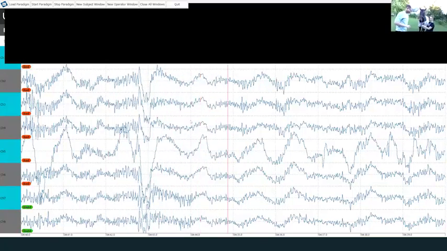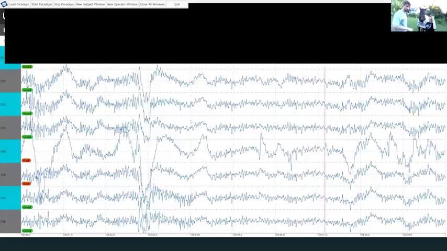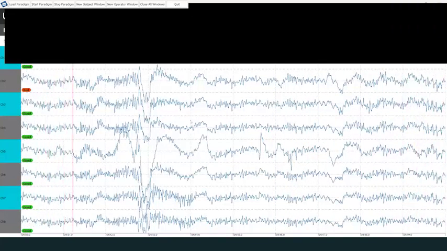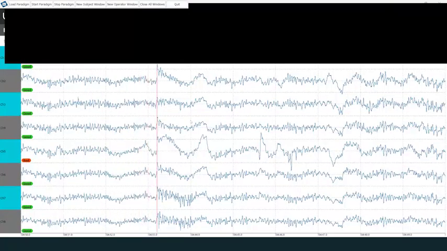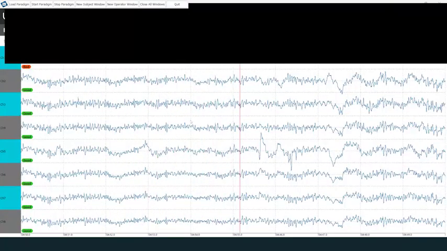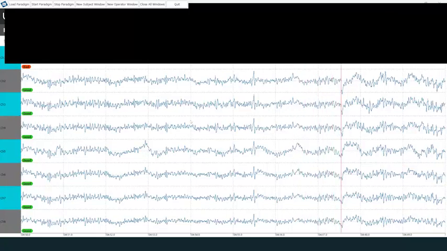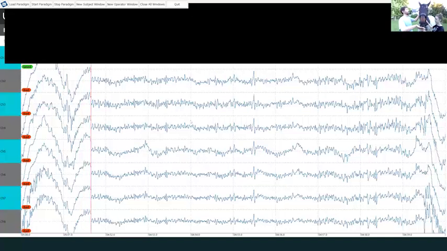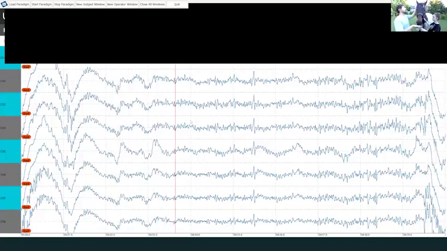Yeah, I would definitely suggest that there was high amplitude when he closed the eyes. But interestingly, we don't see the chewing. So when he's eating, we don't see the muscle contamination, because I placed the ground not on any muscles here, but behind the ear.